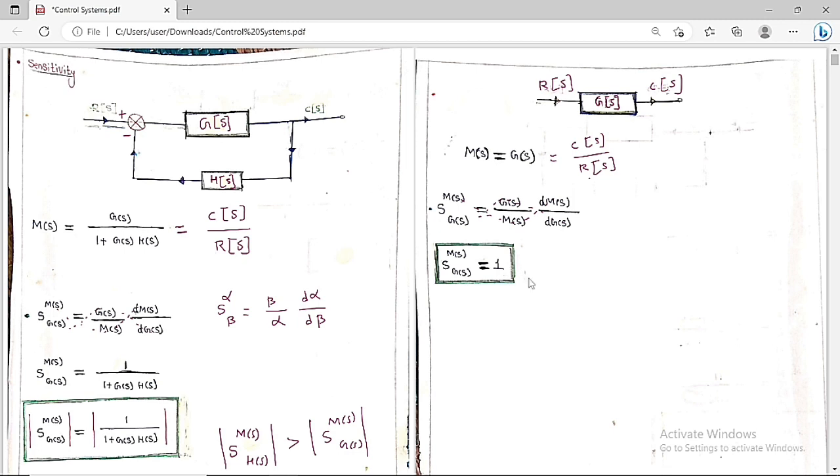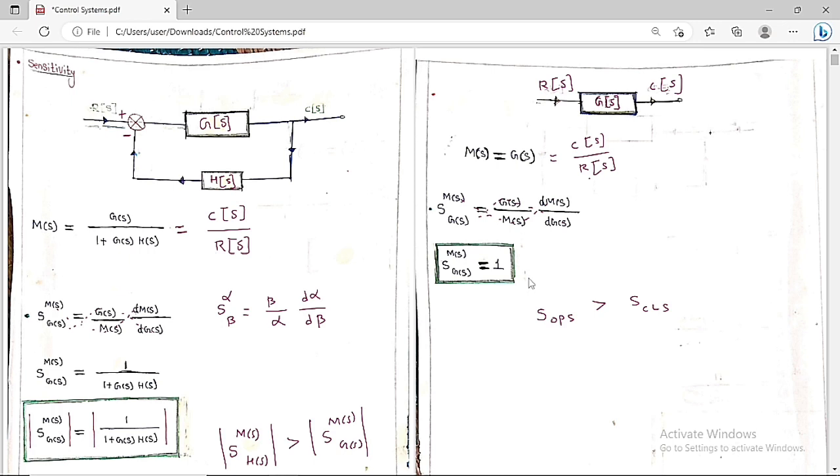So finally, I can say only one thing: the sensitivity of open loop system is always greater when compared to the sensitivity of closed loop system. Therefore, if any parameter is changing in G of S, then the overall change in output is higher in open loop system when compared to closed loop system. So if you are going to compare, you can say the sensitivity of open loop system is higher than the sensitivity of the closed loop system. And this you always have to keep in mind.